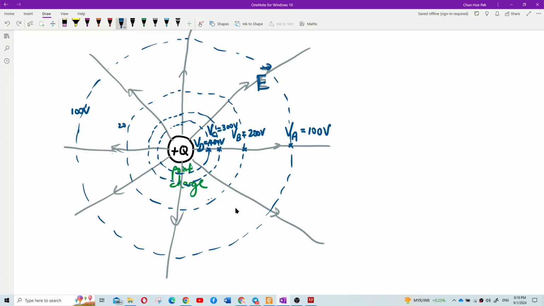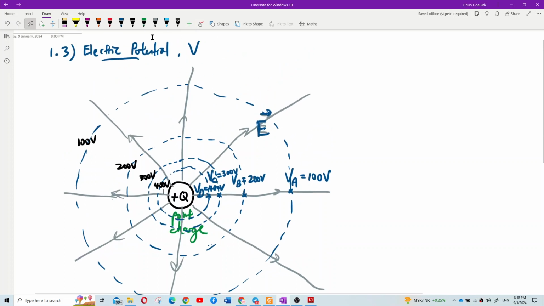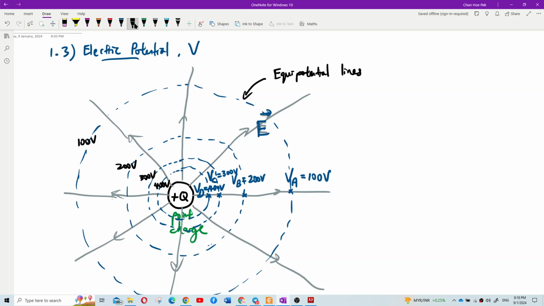Maybe you should wait, let me use another color. Yeah, this is 100 volt, this is 200 volt, 300 volt, 400 volt, this way. This is what we call equipotential lines, or surface. Why do we say surface?